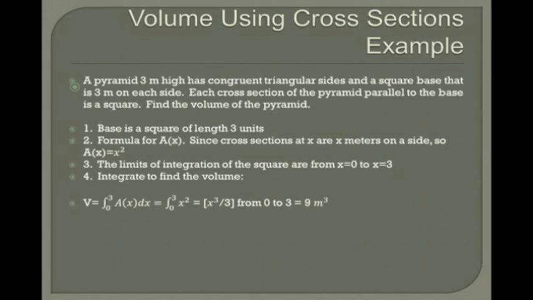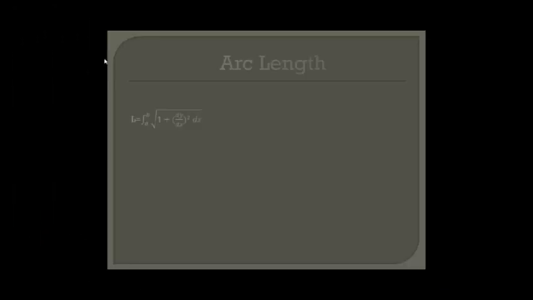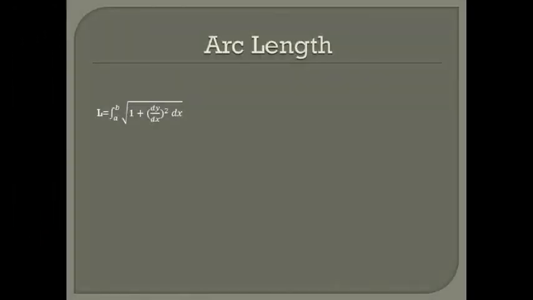We know that the base of the square has a length of 3 units. The formula for A of x is x squared because the cross-sections are x meters on each side. The limits of integration are 0 and 3, as that is the height of the pyramid. We integrate to find the volume. V equals the integral from 0 to 3, as those are the limits of integration, of A of x dx. X squared is our cross-section, so when integrated, it yields x cubed over 3, from 0 to 3, which finally equals 9 meters cubed.